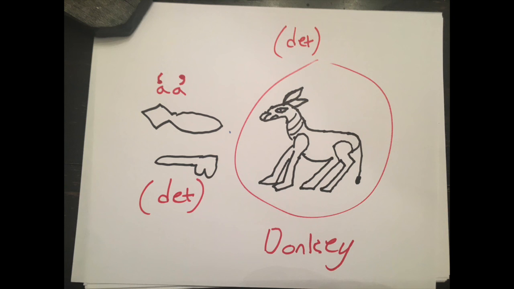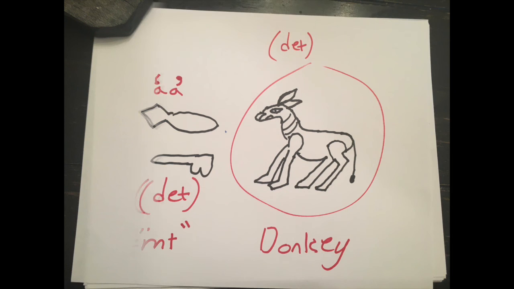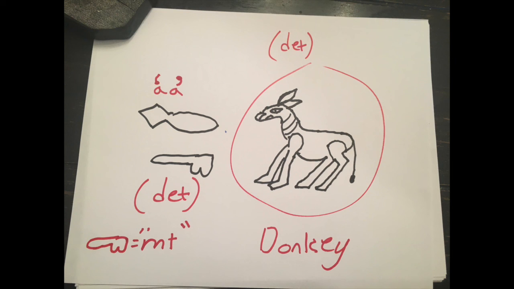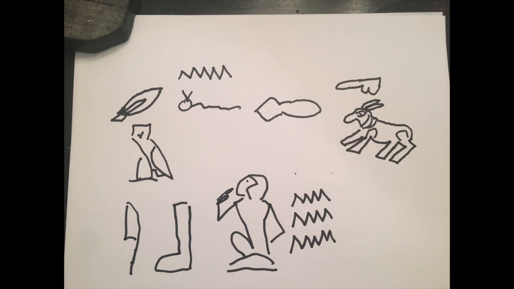So here again, we have ah, and that's followed by a second glyph, which is, in this case, a determinative. Now, the phallus is pronounced MT, so it might be instinctive to pronounce it as amt, but in this case, both the phallus and the donkey are acting as determinatives. How do you know this? You just do. It's kind of like I before E except after C.